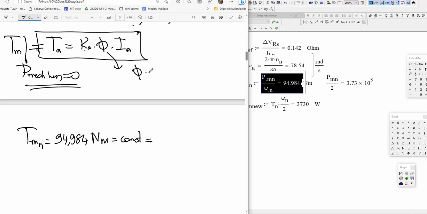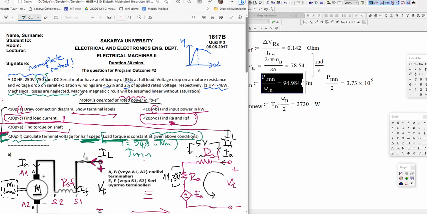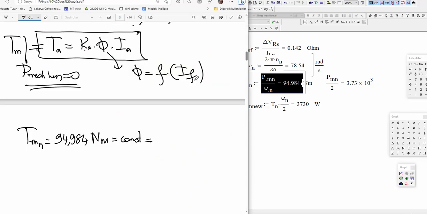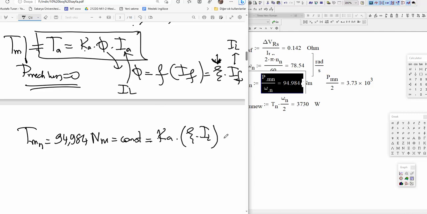What is phi? Phi is a function of field current. Ladies and gentlemen, it is defined here. Machine is assumed linear without saturation. So possibly there is a linear relation, something like that. That is a coefficient, zeta. Okay, field current is equal to load current. So Ka times zeta times load current. And here is armature current, which is equal to load current again. That is the first one.